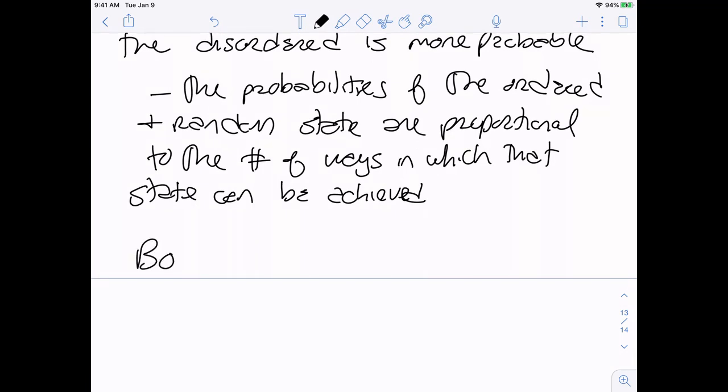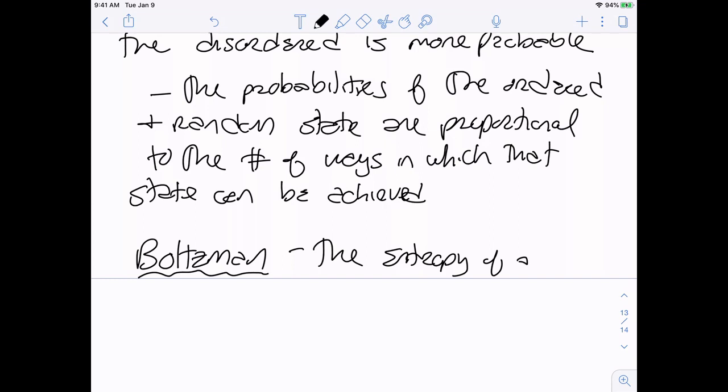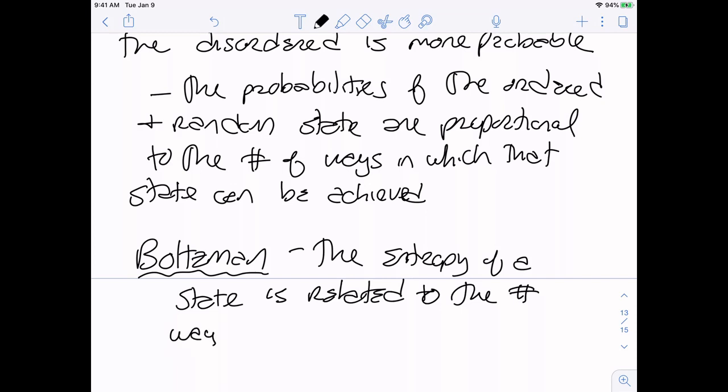Boltzmann is our scientist here that came up with an equation relating entropy to the probability. So Boltzmann said that the entropy of a state is related to the number of ways in which that state can be achieved.